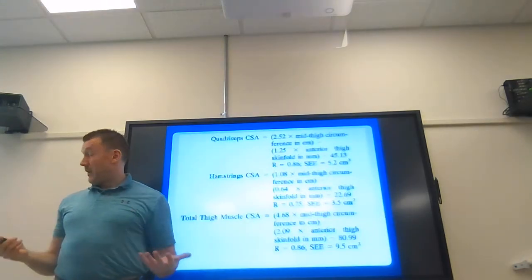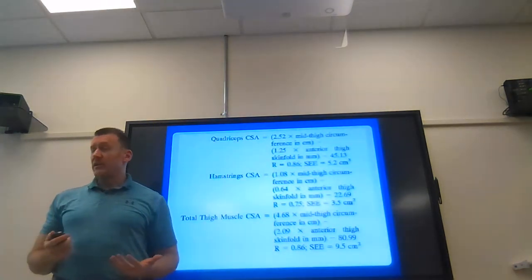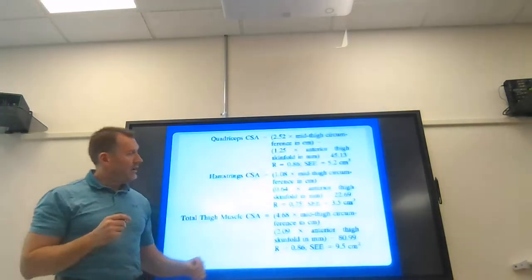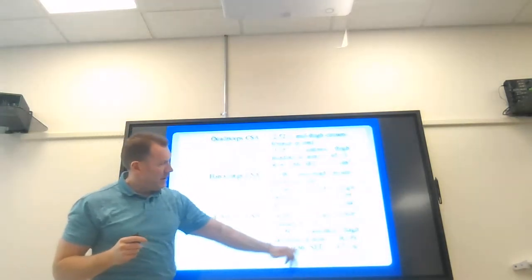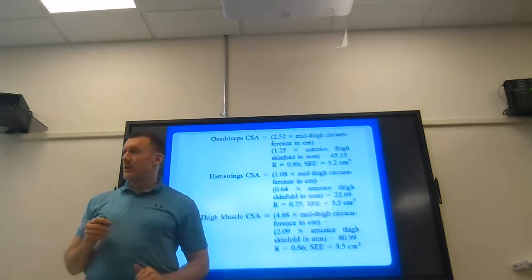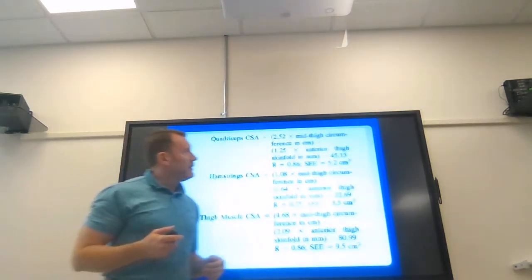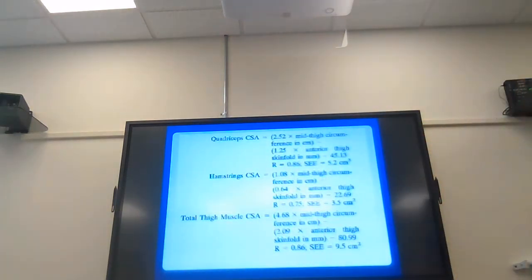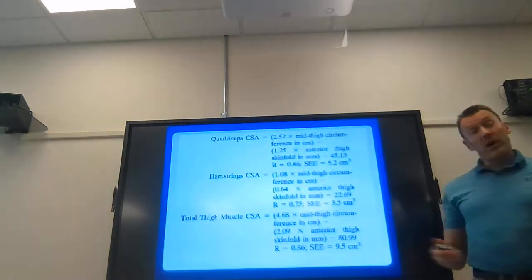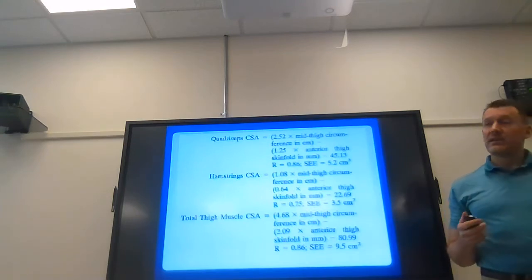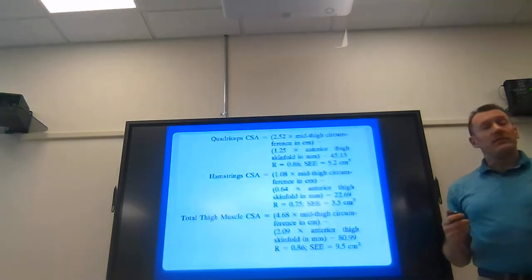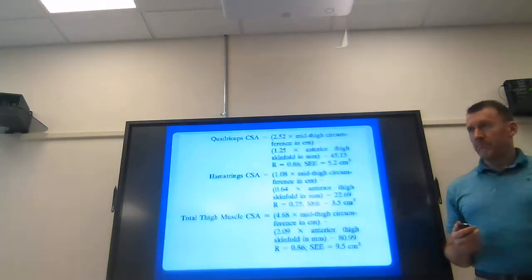So you could get a pretty accurate estimate of what an MRI would tell you on a thigh cross-sectional area just by taking these measurements and going through the equation. So it's a convenient research tool. A lot of schools may not have MRI access, and so this makes it easier to do really good research. So these are important.